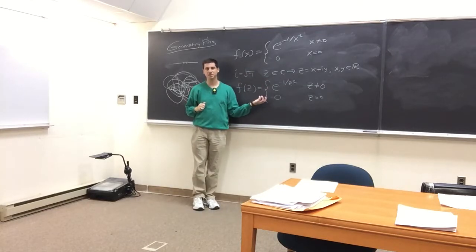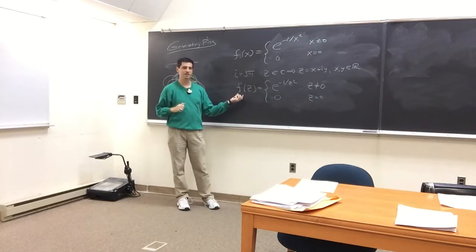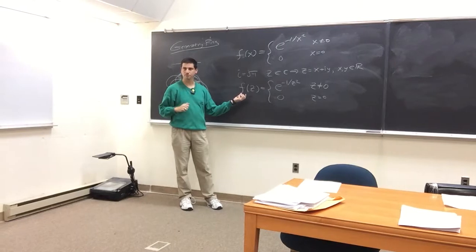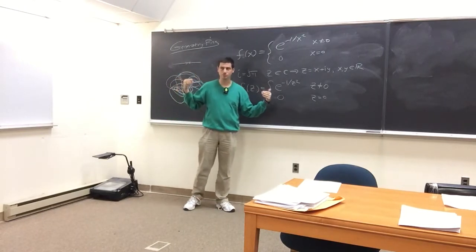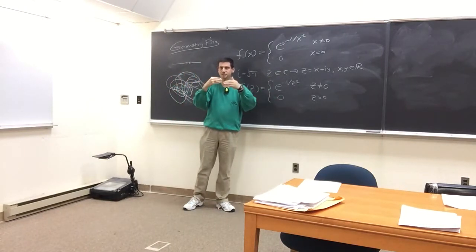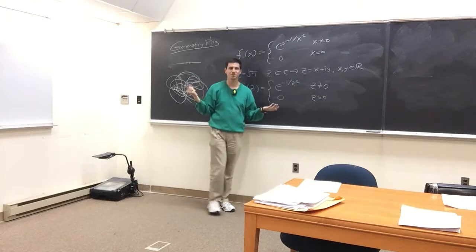This doesn't seem like that big of a deal. I've just changed x's to z's. Let's calculate the limit as z approaches 0. There are two very good ways to approach 0, along the x-axis and, yes, along the y-axis, right? The two most natural things.